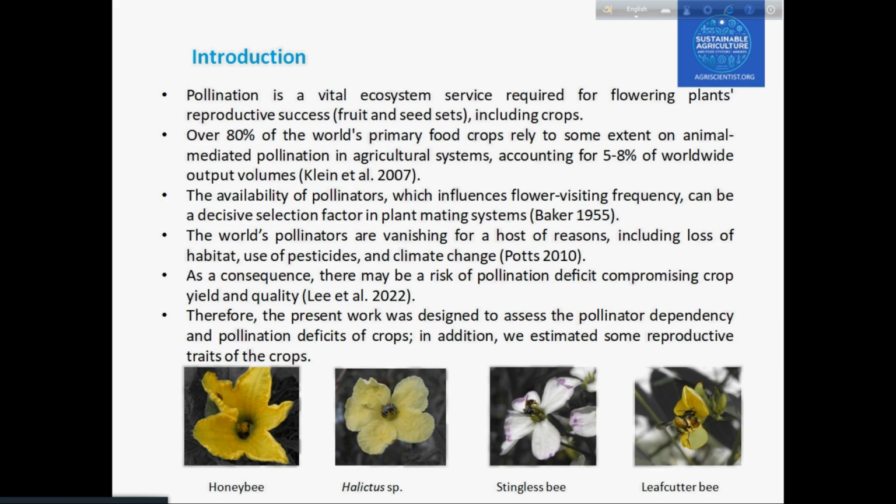World pollinators are decreasing for many reasons, including loss of habitat, use of pesticides, and climate change. As a consequence, there may be risks of pollination deficit, compromising crop yield and quality. Therefore, the present work was designed to assess the pollinator dependency and pollination deficit of crops. In addition, we also estimate how reproductive traits influence these two parameters.